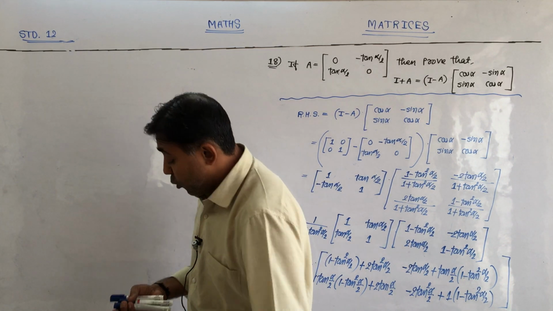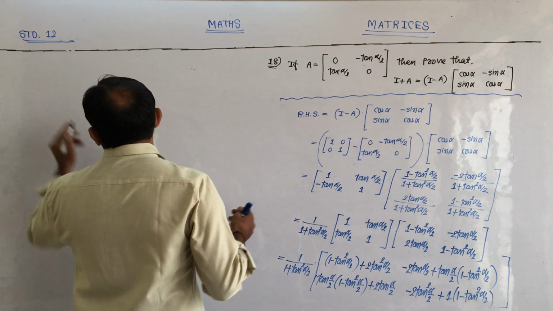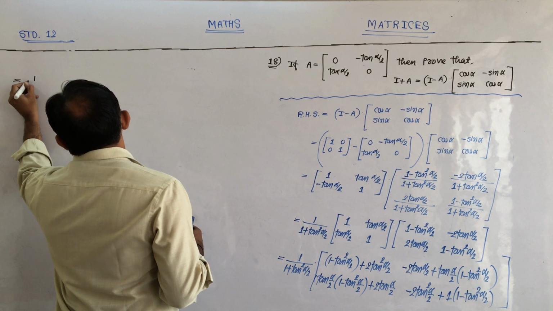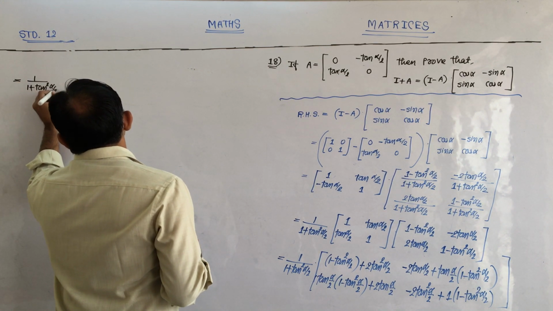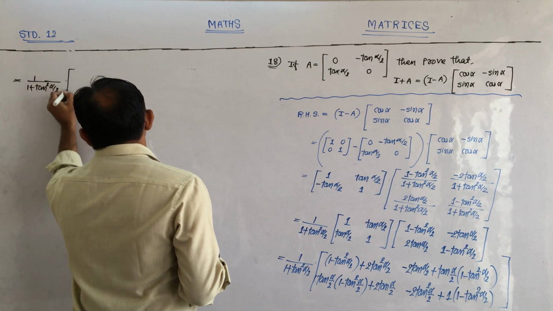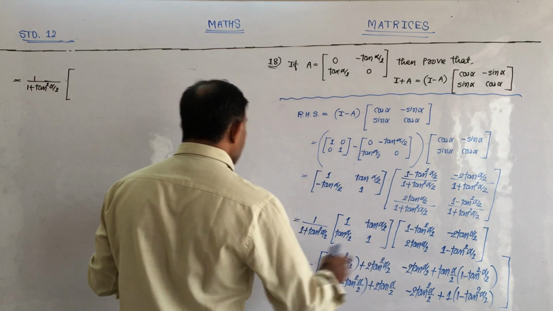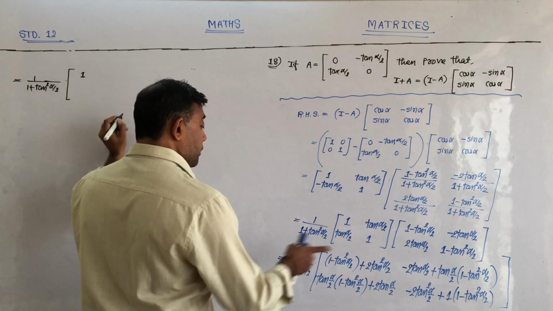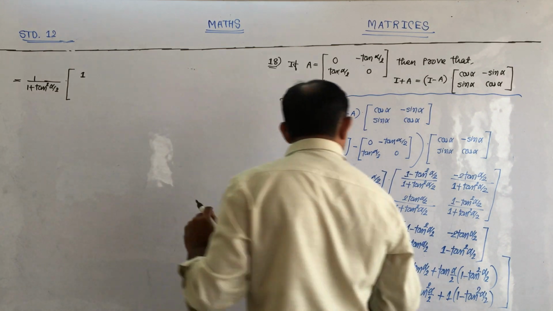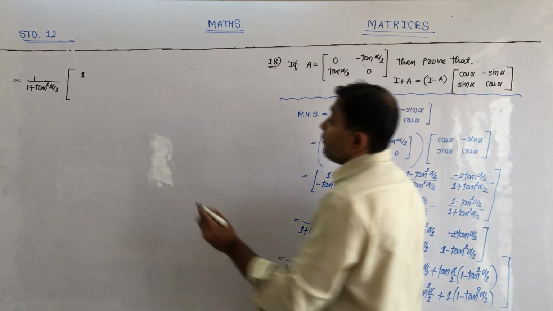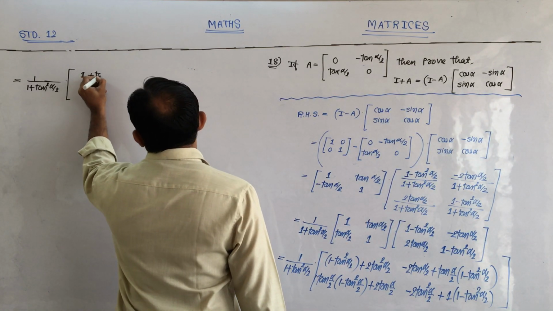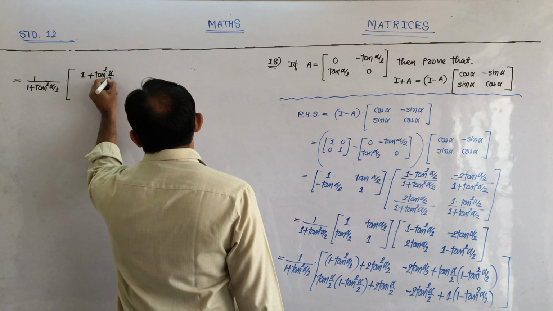Now it is 1 upon 1 plus tan square alpha by 2. I write here 1 upon 1 plus tan square alpha by 2 into the matrix. What about this? I write directly 1 minus tan square alpha by 2. See here, so 1 plus tan square alpha by 2. Yes, 1 plus tan square alpha by 2 is this.